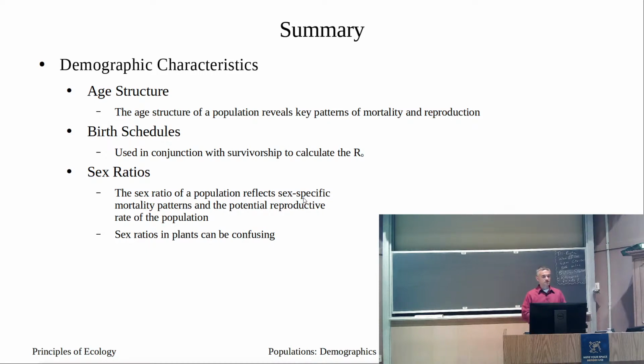So, population demographic characteristics. The ones we talked about: age structure, birth schedules, and sex ratios. We talk about these because they all allow us to look at population growth or make predictions about population growth. So with age structure, how our individuals are distributed across the ages could reveal patterns in both mortality and reproduction. If we have a large number of individuals getting ready to become reproductively mature, it suggests that our population is going to exhibit some sort of immediate population growth.